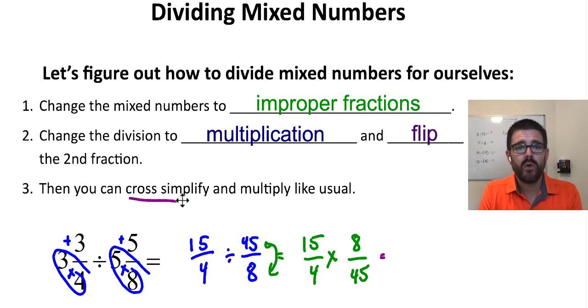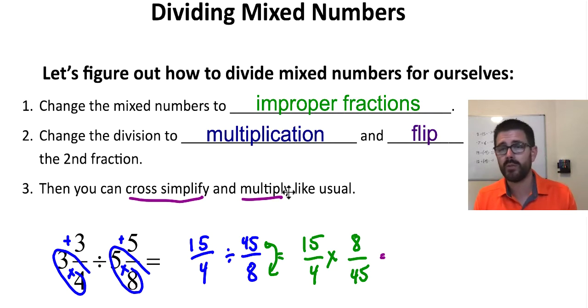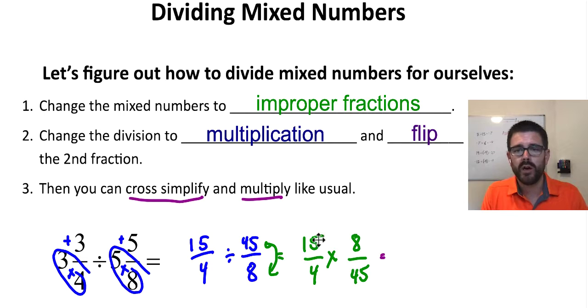And now I'm going to cross simplify and multiply like usual. Now that it's a multiplication problem, I don't have the mixed numbers anymore. Now I can just go ahead and multiply. So here, 15 and 45 could each be divided by 15. Maybe you divided them each by 5. That's okay. I like to go as big as I can just to save myself some time. 4 and 8 can each be divided by 4. So same cross simplifying we've done before.